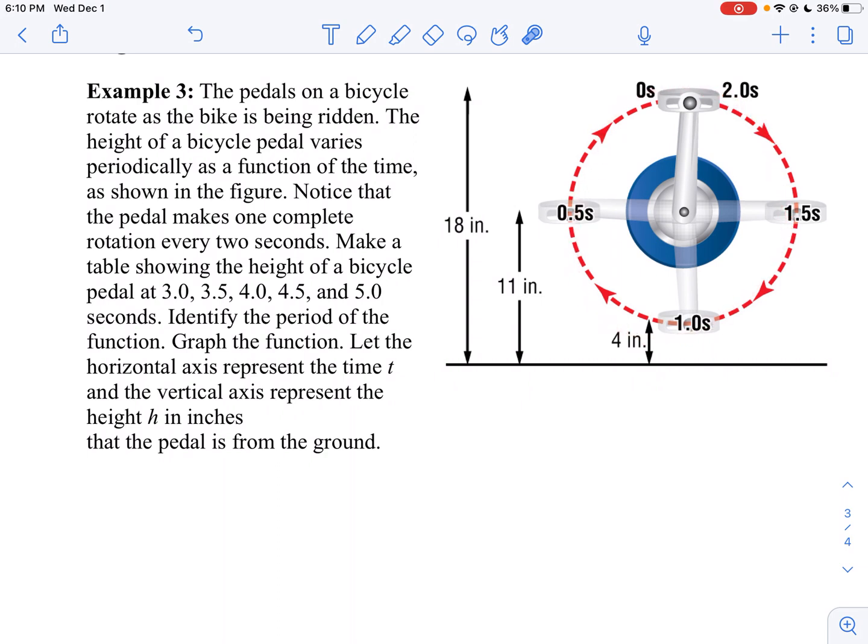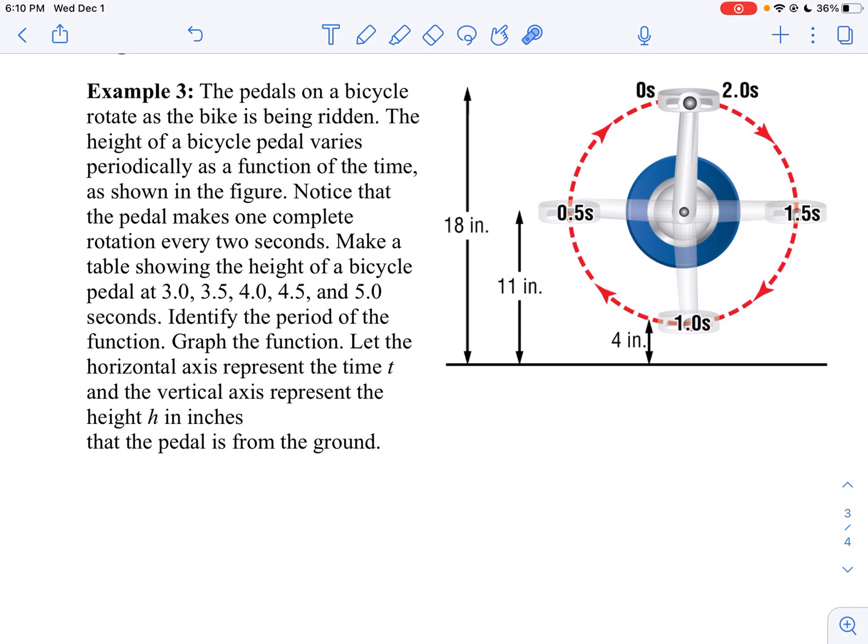It says, make a table showing the height of a bicycle pedal at 3, 3.5, 4, 4.5, and 5. Identify the period of the function, graph the function, and let the horizontal axis represent the time t, and the vertical axis represent the height h in inches that the pedal is from the ground.